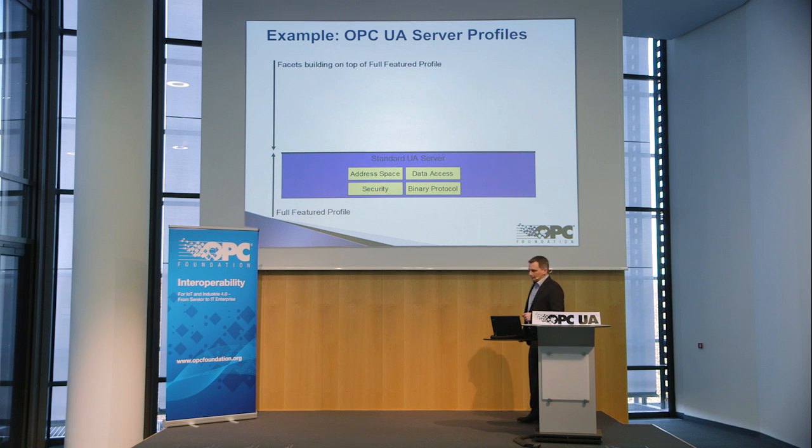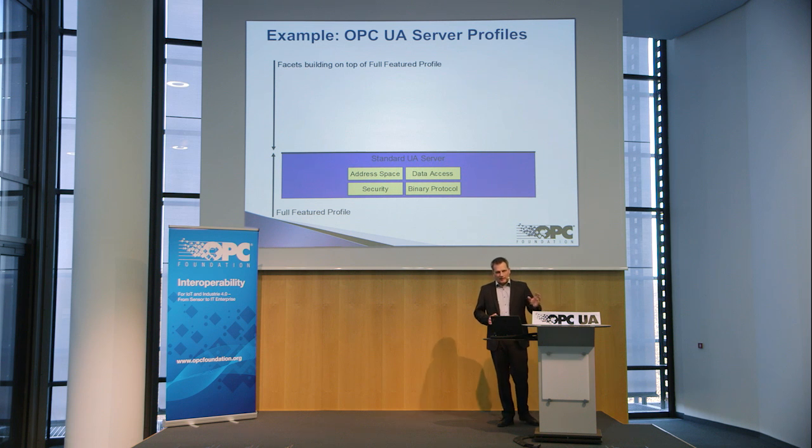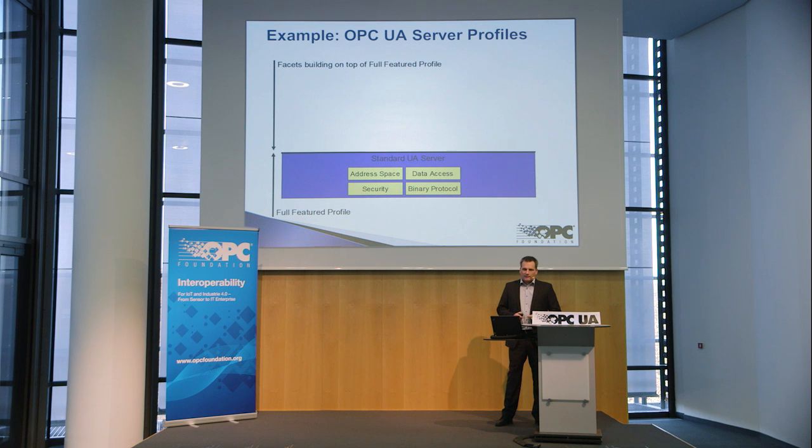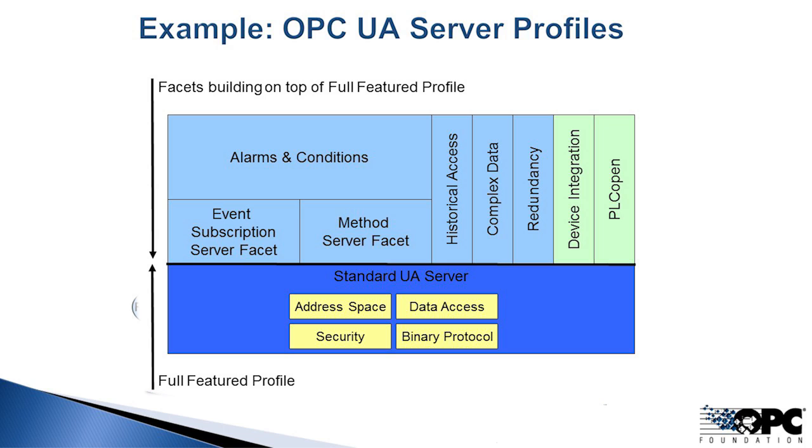To give you an example, here I have the standard UA server profile. As you can see, it consists of an address space. So every standard UA server must have an address space. It must support data access functionality, so read and write of attributes. It must support security, encryption of data. And it must support the binary protocol. So with that, we have described the functionality of a standard UA server.